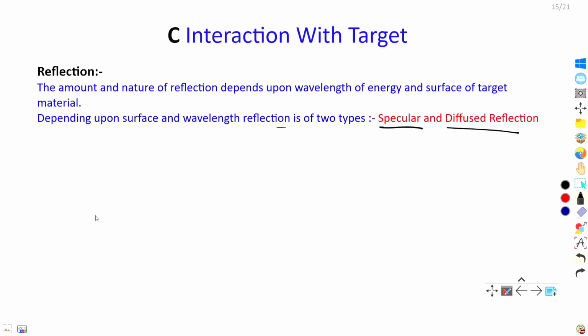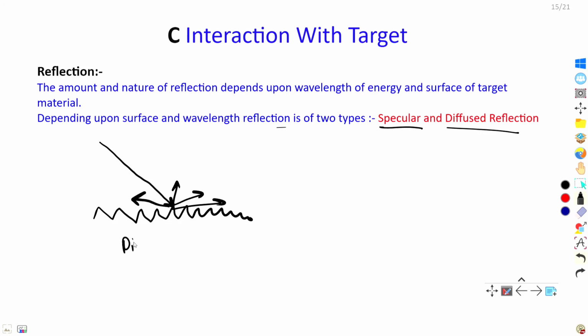For example, when a surface is rough, meaning the undulation is more with respect to wavelength, and the wavelength is small, then the wavelength will come incident over the surface and get diffused in many directions. This is called diffuse reflection.